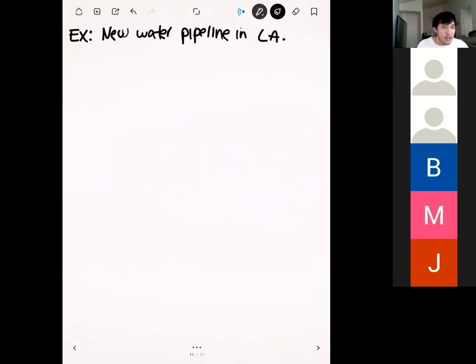They have to build a new pipeline to carry all the Clippers fans' tears, right? Because the Clippers are probably going to suck for the rest of eternity.